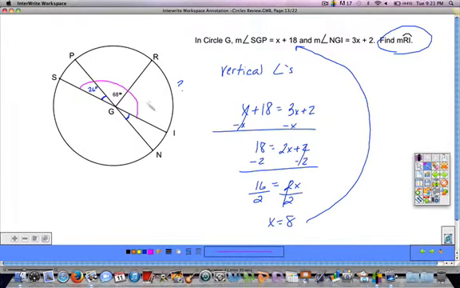Okay, so this must be 180 degrees. So if I take 26 and add it to 68, I end up with 94 degrees, right? Now remember, semicircle. How many degrees are in a semicircle? 180. So 180 minus 94 leaves me with 86 degrees. So this must be 86 degrees here, which means so is this. Okay. Circles will get you.